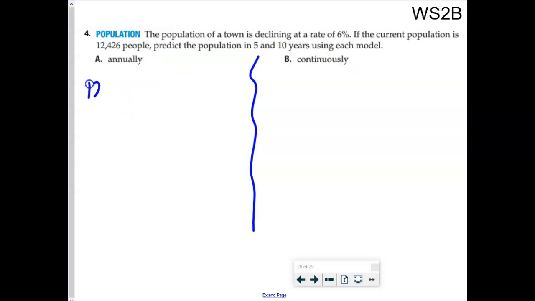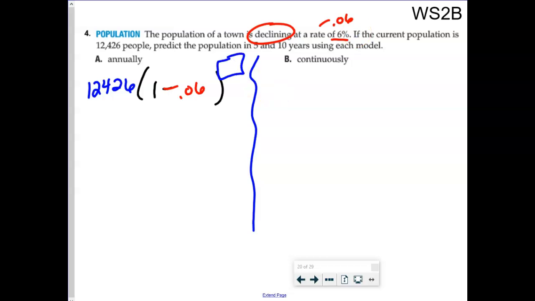So it starts off with 12,426. And then because it has the word declining, also known as depreciating, that means you need to subtract 6%, right? So you are welcome to set it up as 1 minus 0.06. And then some people will say, can I just call that 0.94? And yeah, of course you can.